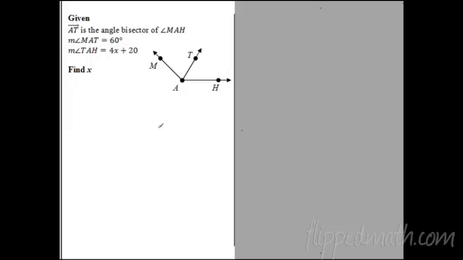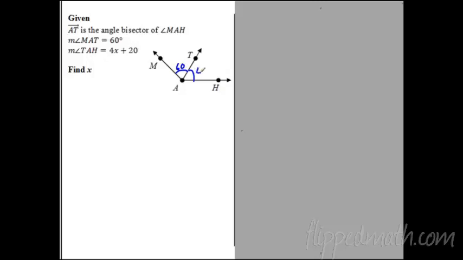Moving on. What are we going to do with this? I love these types of problems. Almost like this proof, I'm giving you information. I want you just to find x. So mark it up here. AT is the angle bisector of MAH. So I mark it right away. Oh, AT cuts it in half? Mark it. They're congruent. There they are. Perfect. So then it tells you the measure of MAT is 60.